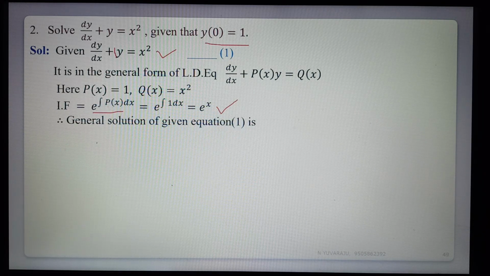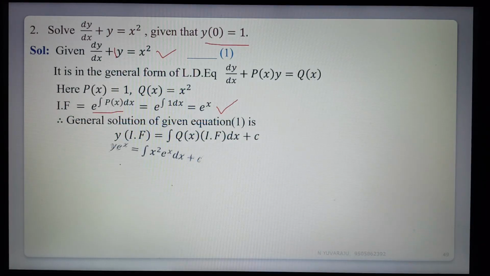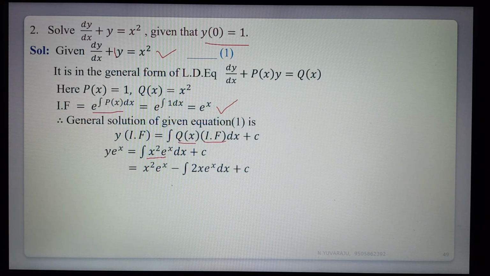So therefore the general solution is y into integrating factor is equal to integration of q of x into integrating factor dx plus c. Substituting the integrating factor and q of x in this one. So y into e power x is equal to integration of x square into e power x dx plus c. Now finding the integration of x square into e power x, by the by parts method, u into v method.